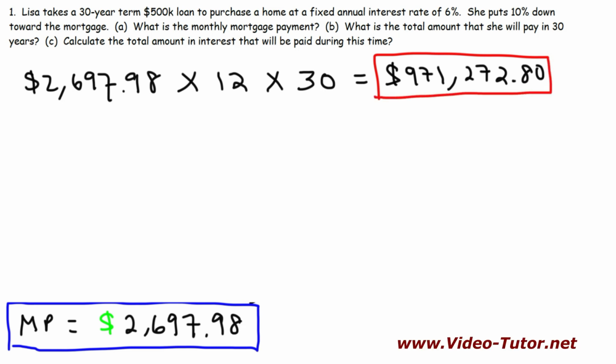So that's the answer to part B. Now let's move on to part C. Calculate the total amount in interest that will be paid during this time. The total amount in interest is going to be the difference between the total payments that she made over the course of 30 years minus the principal balance of the loan, taking into account her 10% down payment.